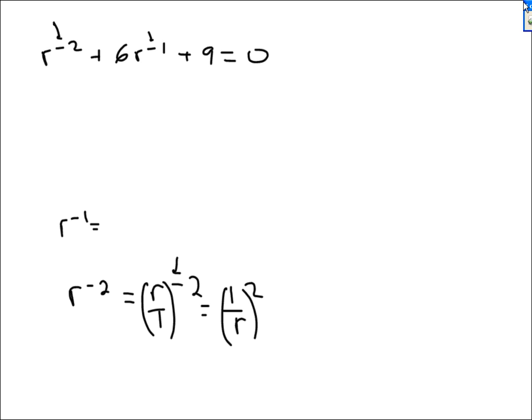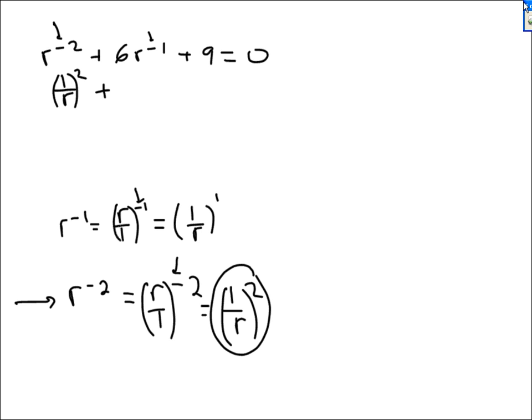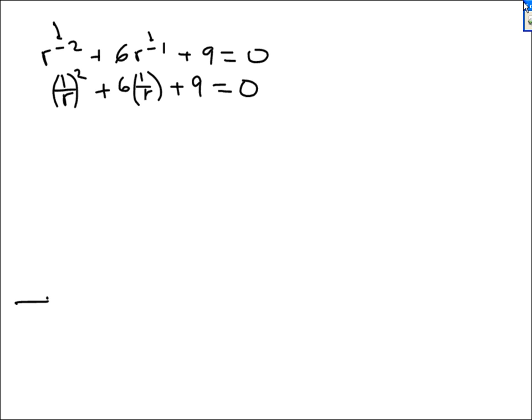R to the negative 1 is r over 1 to the negative 1. And if we want to get rid of the negative sign, well then, not a problem. We just have to flip over the base. So, this is 1 over r squared. Plus 6 times r to the negative 1, 1 over r. Plus 9 equals 0. Now, like all of the problems, if you want to deal with y plus 4, or x squared, or 1 over r, you can leave it that way.